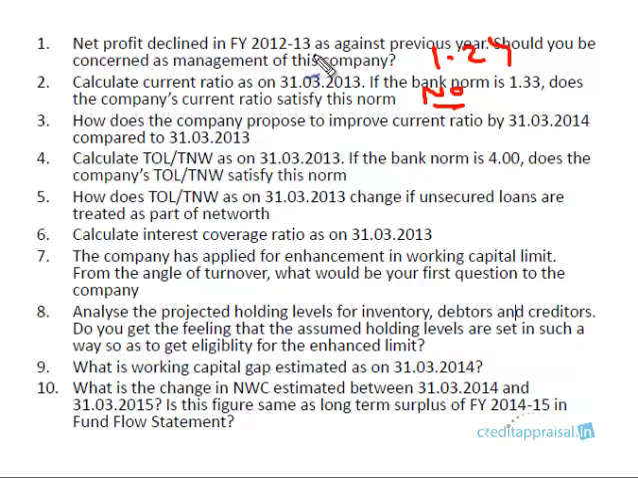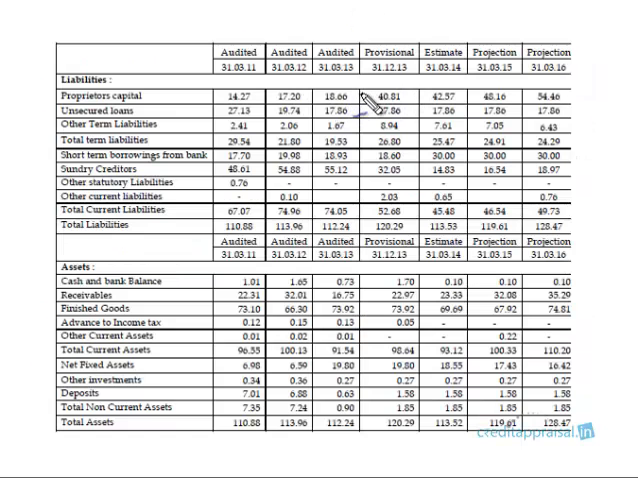to 31/3/2013? Okay. So it looks like this company has come for enhancement of working capital limit. If you look at the working capital limit, that's short-term borrowing, you can see that as on 31/3/2014, the company is projecting around 30 crores. The current limit looks like it's around 20 crores. So now the company has come for enhancement of working capital limit from 20 crores to 30 crores. Okay, but the current ratio is less than the bank's norm.